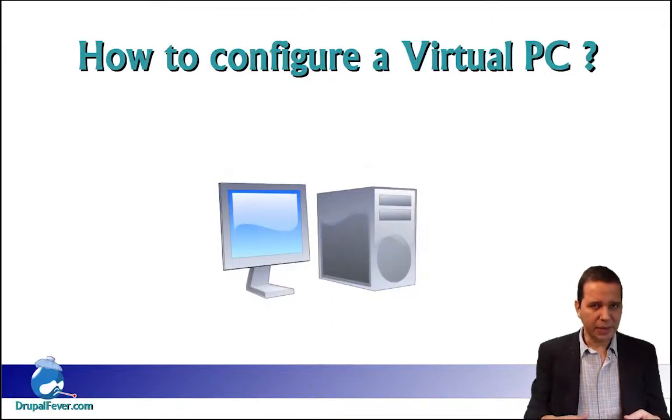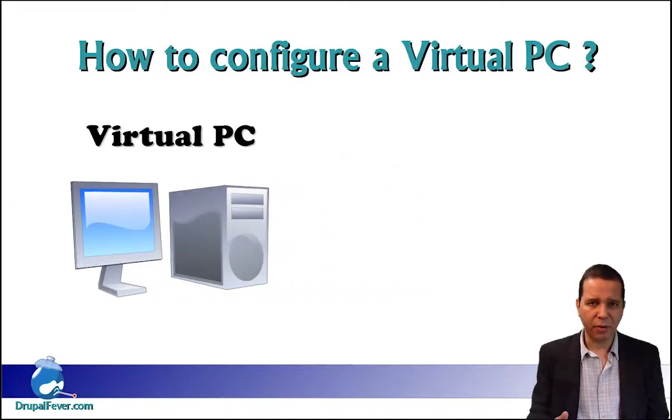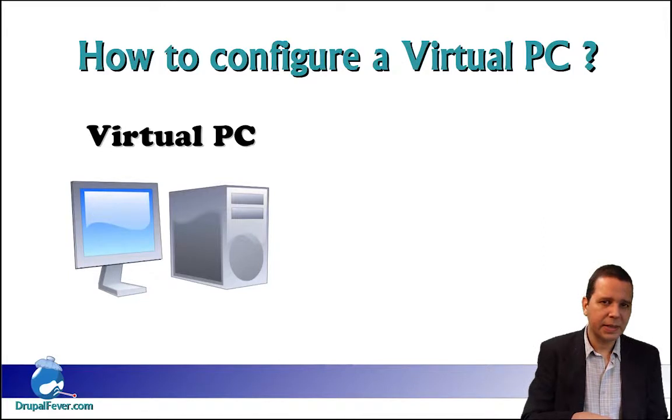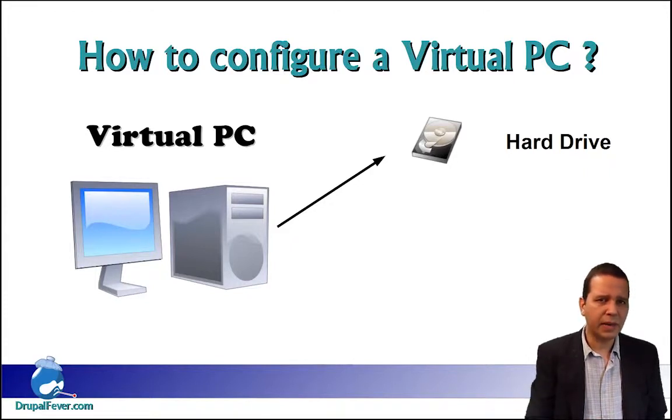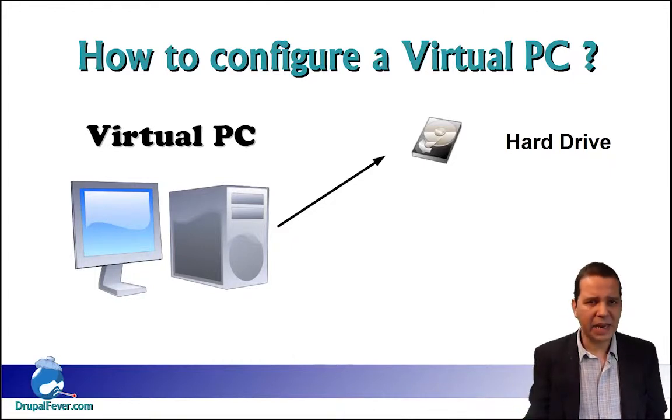To configure a virtual PC within VirtualBox, we're going to have to pay special attention to four things. Number one, the first thing to take care of when creating a virtual PC is the virtual hard drive. When you create a virtual hard drive, VirtualBox will create a file that will take real space on your physical hard drive. If, for example, you set up a virtual PC with a virtual hard drive of 10 gigabytes, the file created by VirtualBox can potentially take up to 10 gigabytes of free space in your physical hard drive.